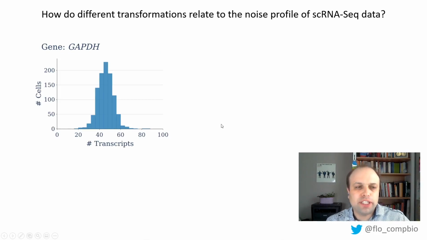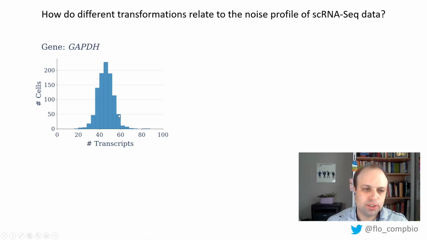Okay, so next we are trying to understand how these different transformations relate to the noise profile of single-cell RNA-seq data. I've already talked about how noise is an important factor in single-cell RNA-seq experiments and data. So let's go back to our GAPDH example here.